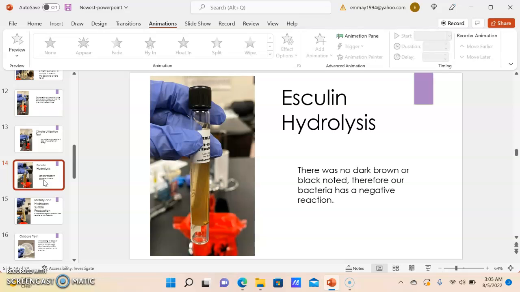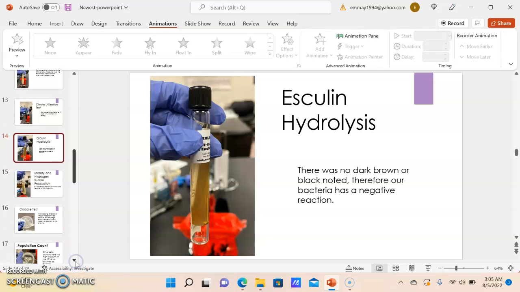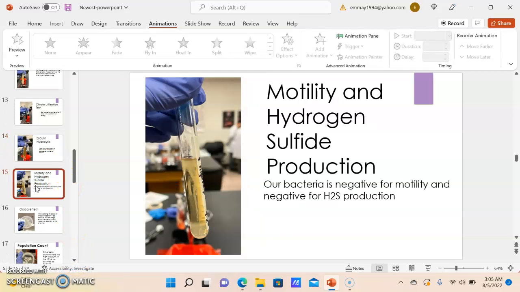There was no dark brown or black noted, therefore our bacteria was negative reaction for the esculin hydrolysis. Some of them that were positive were very, very dark, so you could tell right away that ours was negative. Motility and hydrogen sulfide production: our bacteria is negative for motility and negative for H2S production.